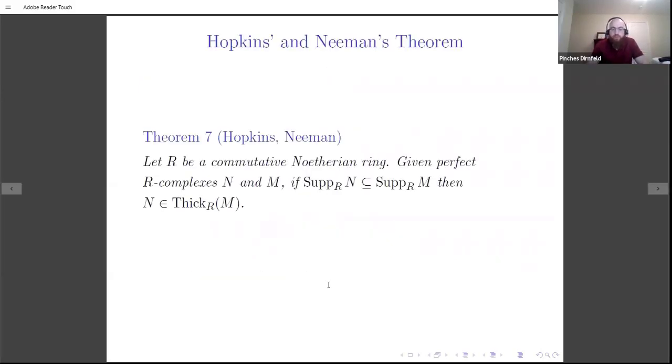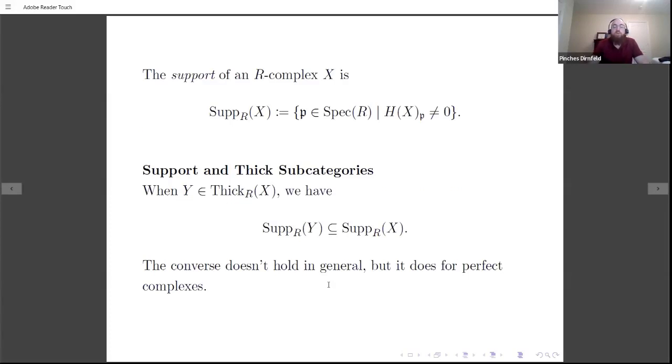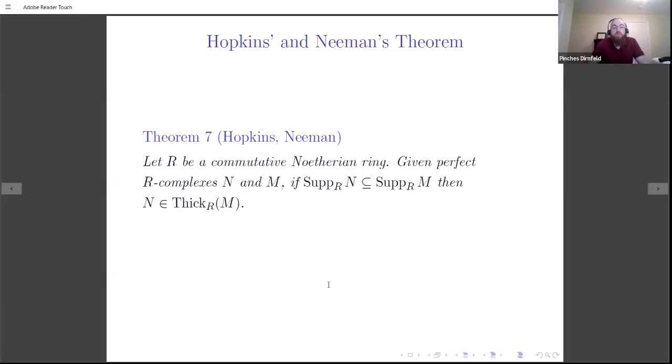However, it does hold for perfect complexes, and this is due to Hopkins and Neeman. Hopkins and Neeman proved that if you have a commutative Noetherian ring and two perfect R complexes M and N, and the support of N is contained in the support of M, then N has to be contained in the thick subcategory generated by M.